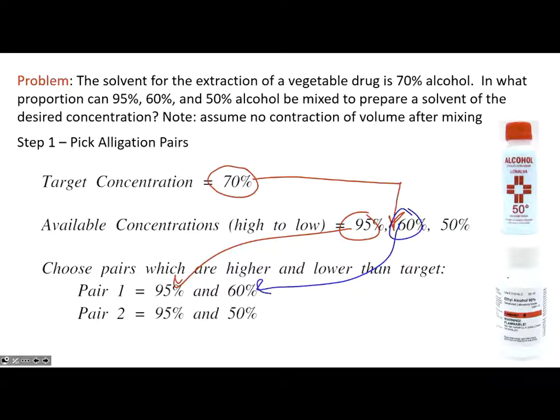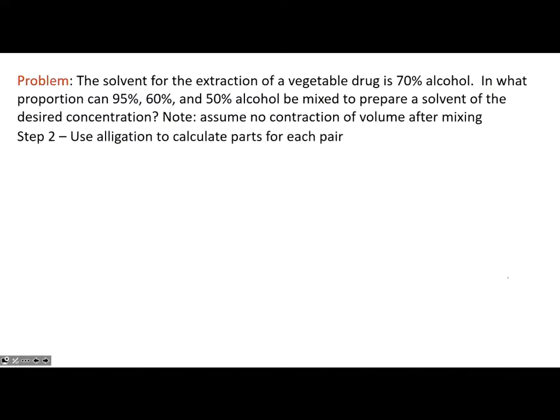Then for my next pair, I only have one strength that's higher, but I do have a second strength that's lower. So that's the pair that I'm going to mix there. So I have 95 and 60, and 95 and 50. Is each of my three ingredients used at least once? And does each of my pairs have one strength higher and one strength lower than the target? That's the only trick to this. You set that up first, then you do those alligations, and they're pretty straightforward.